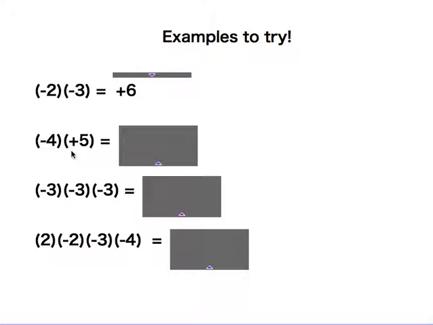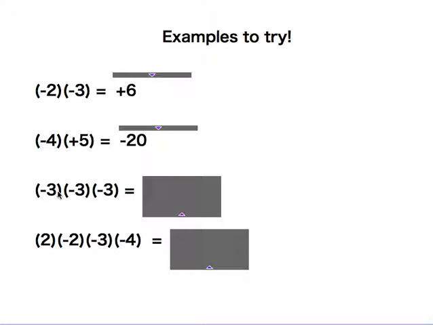Over here, a negative times a positive. My answer has to be negative because the symbols are different. So it's going to be 4 times 5, which is 20, and my answer is going to be negative, just right there. Here's interesting because we have 3 integers rather than just looking at 2.